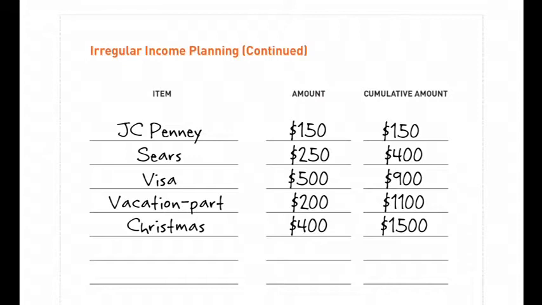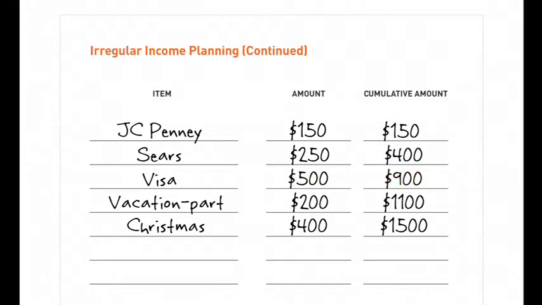So this particular couple's trying to pay off their JCPenney card. They want to put $150 on that. And then they want to pay off their Sears card. So $150 plus $250 over to the right is $400 is the running total. Then we want to pay off a $500 Visa. They're working their debt snowball, looks to me like. And so $400 plus $500 on the right-hand side, the running total is $900. Do you see how that's working?